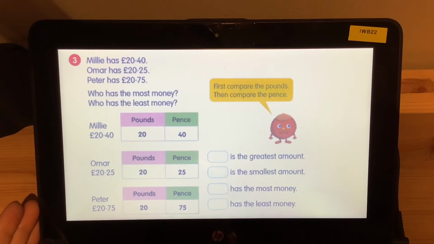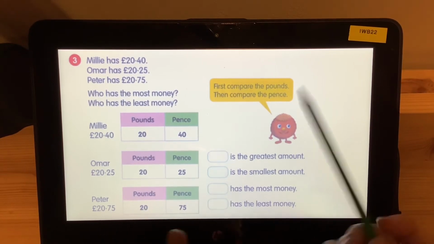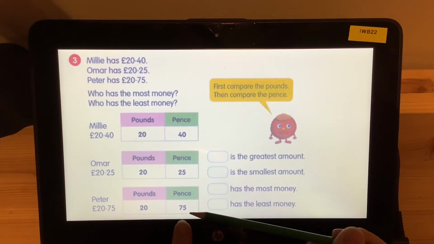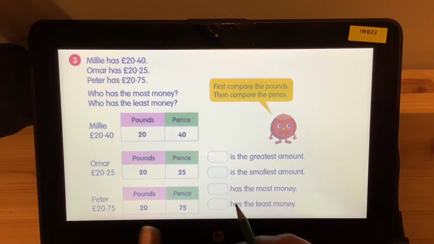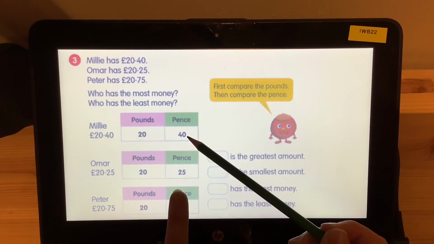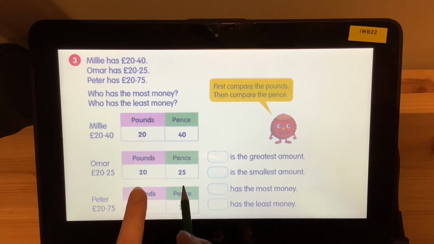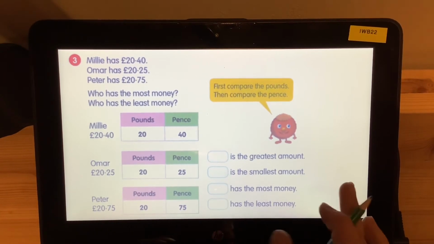So hopefully you had a go at completing it yourself. We know that they've all got the equal amount of pounds and that 75p is greater than 25 or 40. So that tells us that the greatest amount is £20.75. We know that 25 is smaller than 40, so that tells us that £20.25 is the smallest amount. Who has the most money? Peter. Who has the least? Omar.